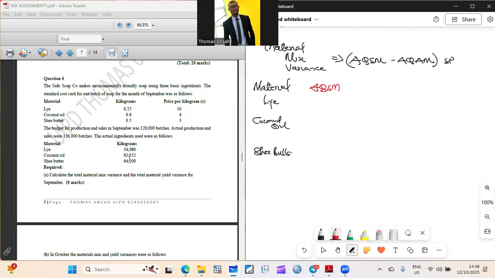The first is 34,808, this one is 83,2, then this one is 64,200. So these are the actual ingredients for 136,000. Then you multiply it by the mix. So first of all, if you check the first video, you have to find the total of the actual quantity for 136,000.